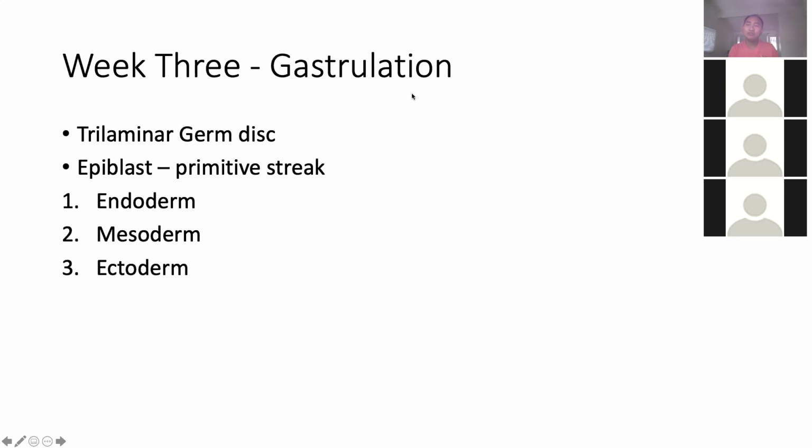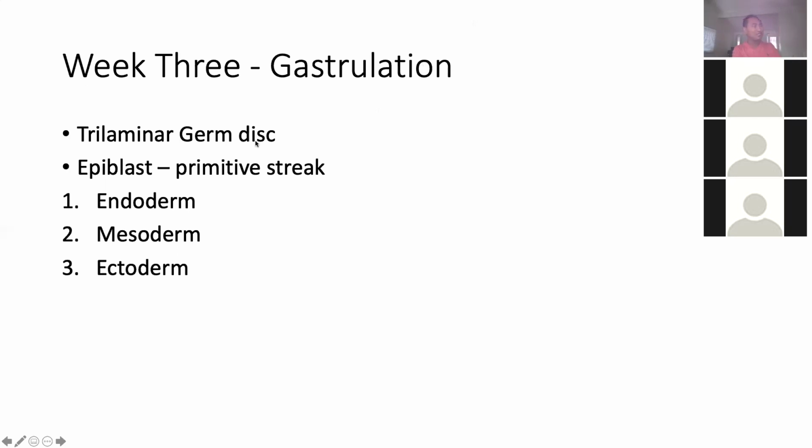So if I ask you, what is gastrulation? Professor, gastrulation means it is a process. It is not a structure. It is a process where our 2-layer embryonic disc will develop into a 3-layer embryonic disc, from epiblast and hypoblast into endoderm, mesoderm, and ectoderm. So that process is called gastrulation. At week 3, gastrulation is complete.